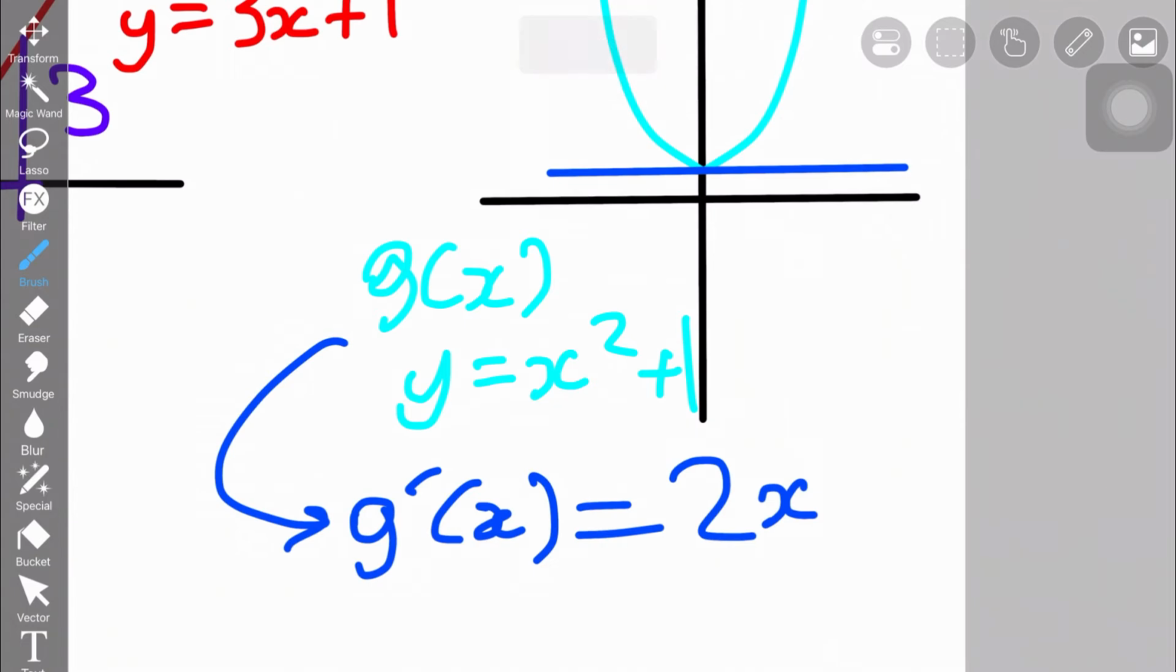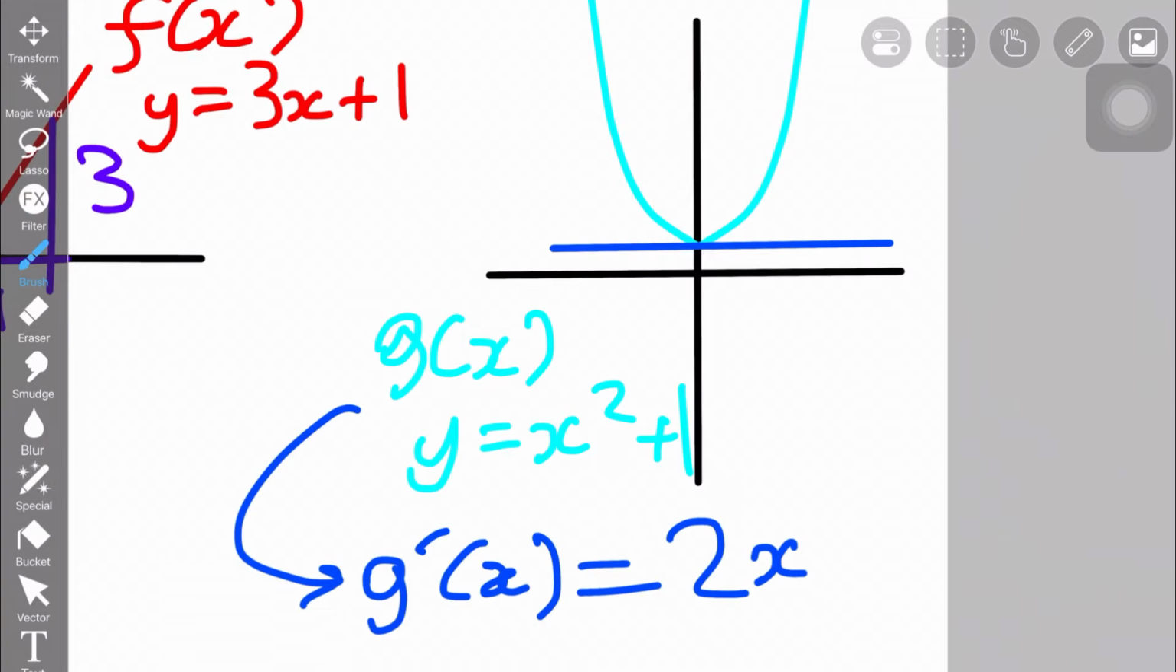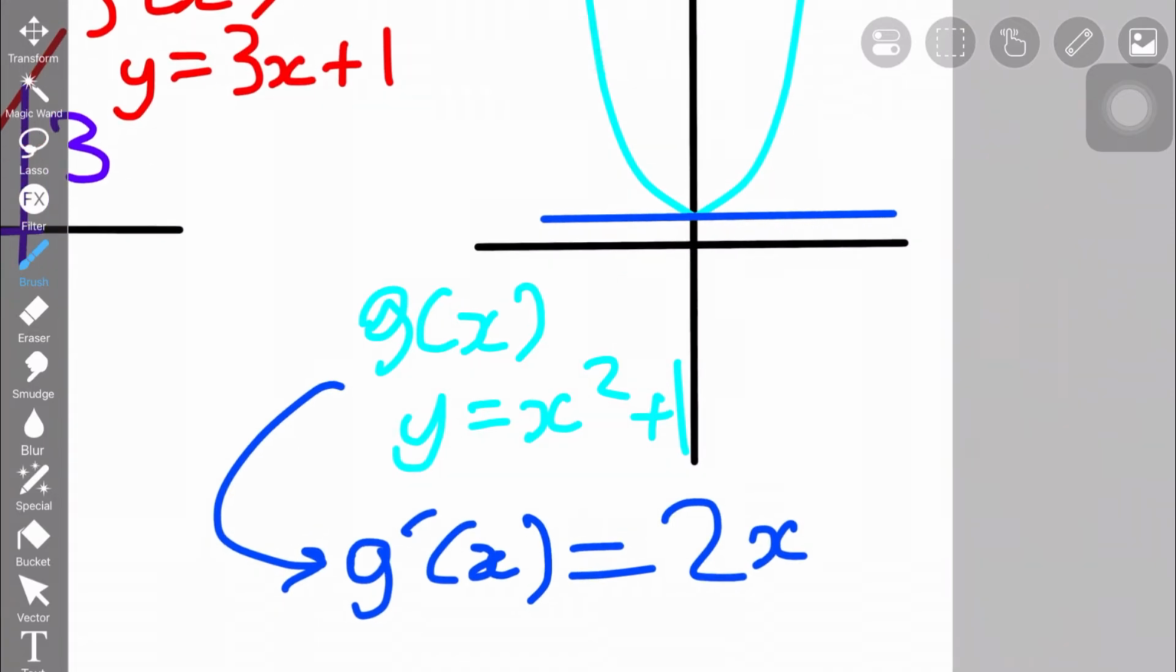Then let's look at g prime of x when x is 2. Let's look at the derivative of g when x is 2.